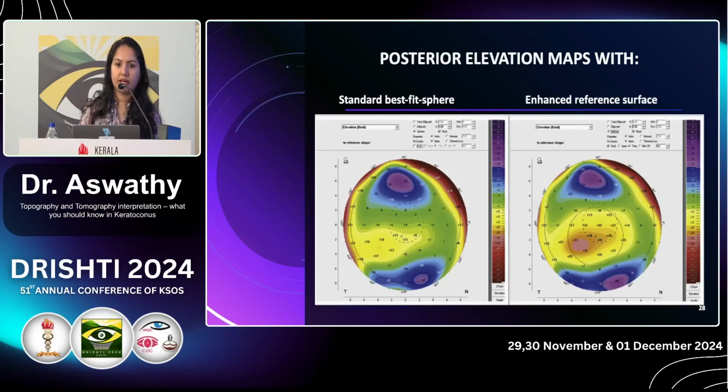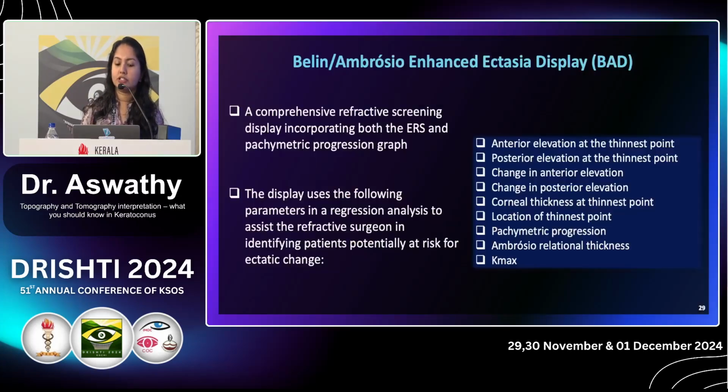So this is the cornea in comparison to the best fit sphere and the enhanced reference surface. This again, it is more prominent with the enhanced reference surface being used. Now this brings us to the Belin-Ambrosio enhanced ectasia display, which is a comprehensive refractive screening display incorporating both the enhanced reference surface and pachymetric progression graph.